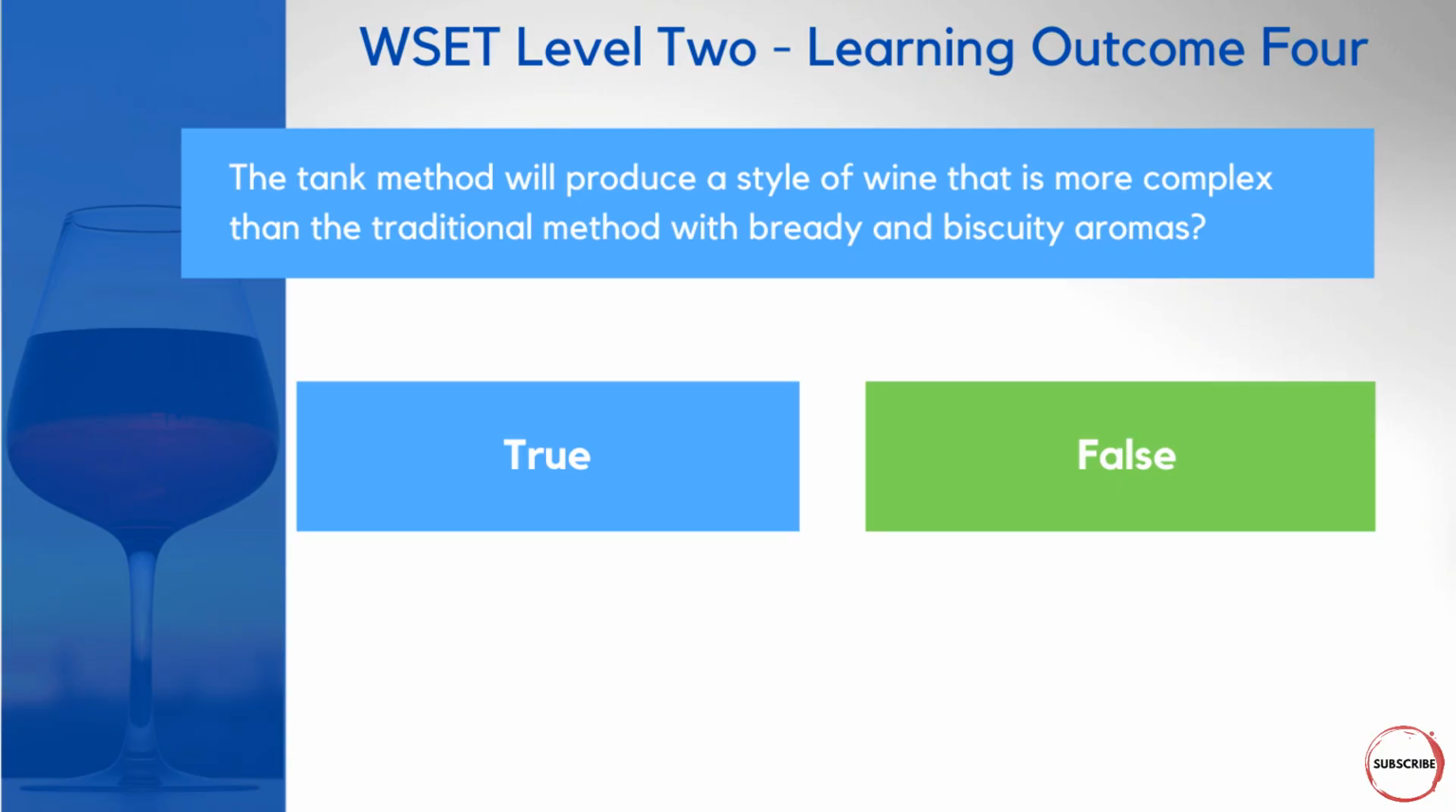The traditional method with which we would associate champagne, and then the tank method, which is much more associated with the likes of Prosecco. And of course, they have incredibly different flavour profiles. So the question of whether it's going to produce a wine that's more complex with bready or biscuity aromas is actually in this case false.